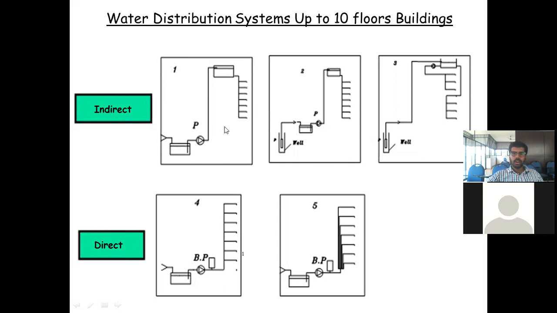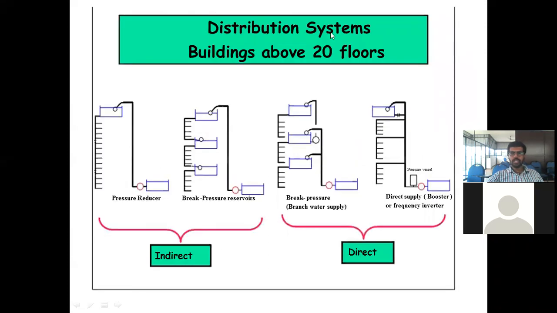Now, the distribution system for buildings above 20 floors. I will explain these three different methods briefly in the coming slides. These are the indirect system, and this is the direct system. Distribution system of buildings above 20 floors.